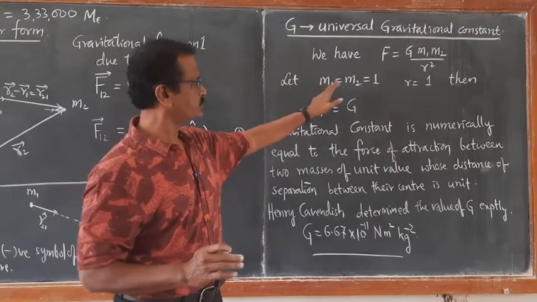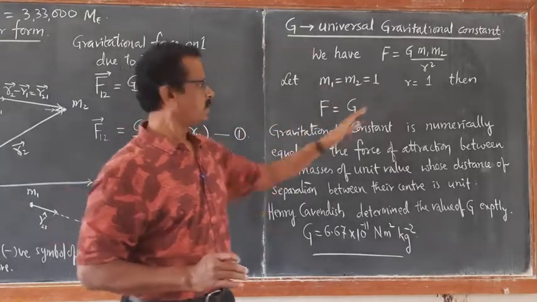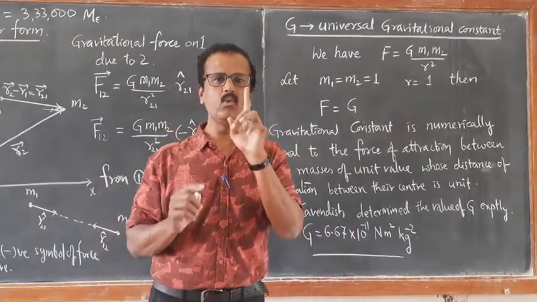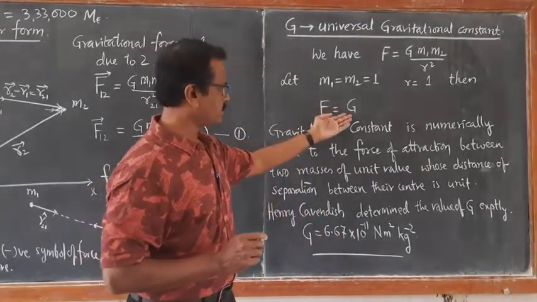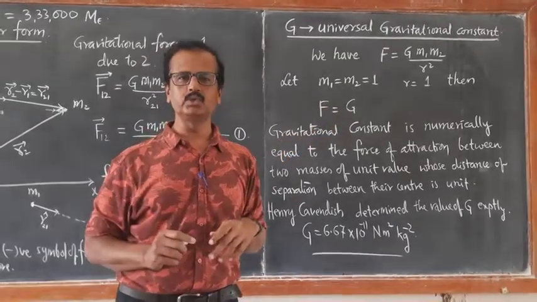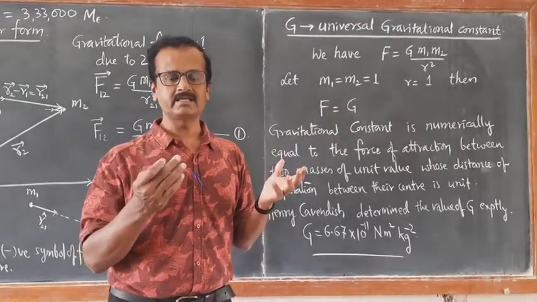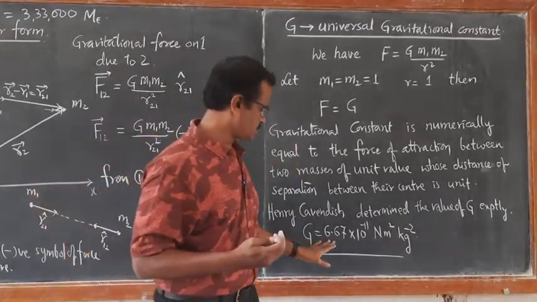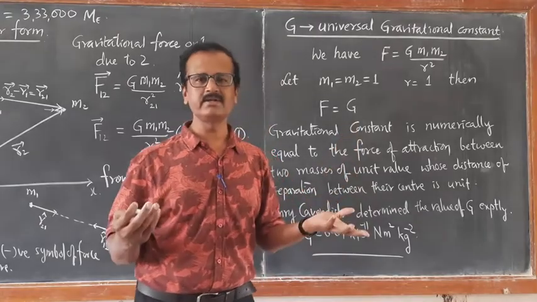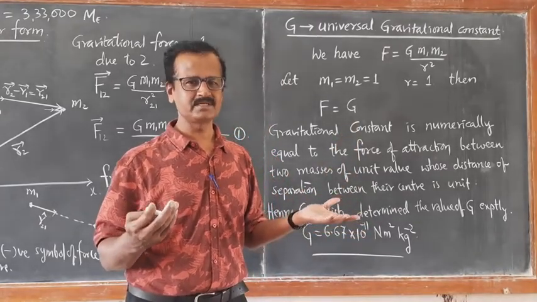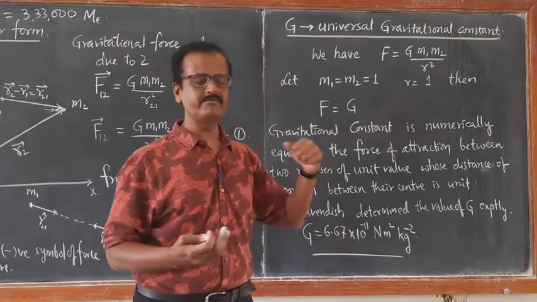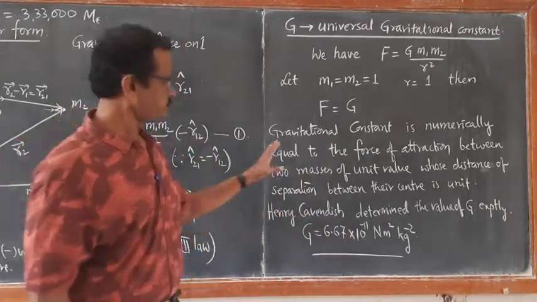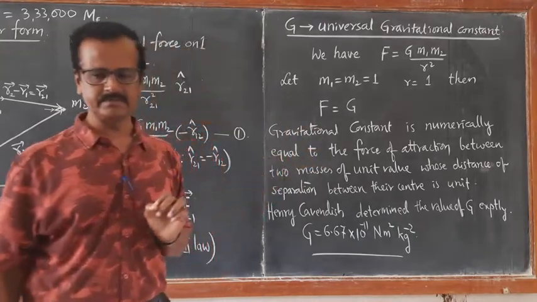Now, if m1 is equal to m2 equal to 1 kg and the distance of separation between those two unit masses is 1 meter, then gravitational constant is numerically equal to the force of attraction between them. Then how much will be the force? That force is equal to 6.67 into 10 to the power of minus 11 Newton. So that is how we can find out and define force of gravitation.